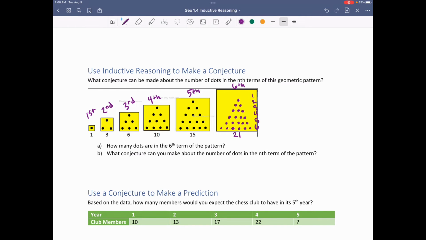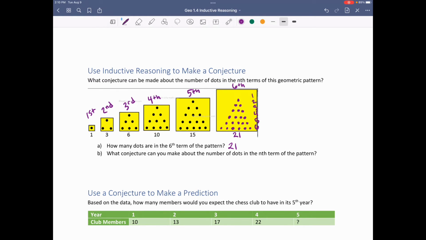21. So that answers part A. There are 21 dots in the first pattern. Part B asks, what conjecture can you make about the number of dots in the nth term of the pattern?